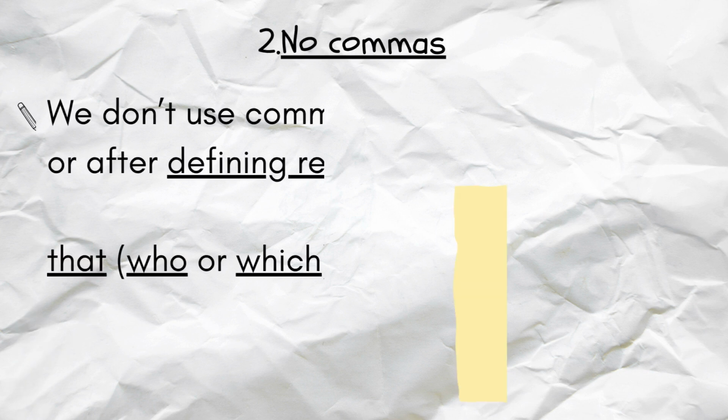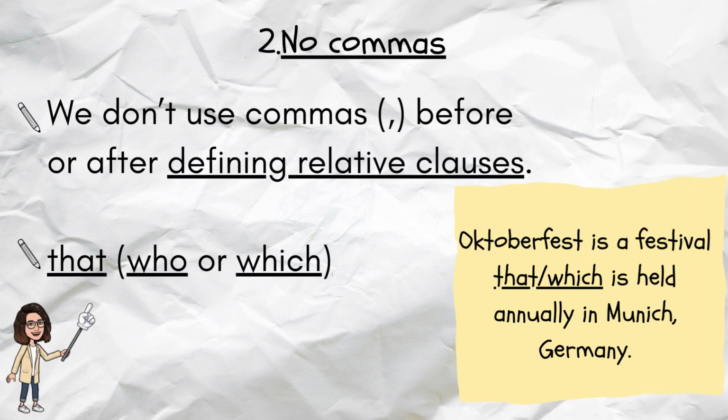2. We don't use commas before or after defining relative clauses. We can use that instead of the words who or which. Oktoberfest is a festival that or which is held annually in Munich, Germany.